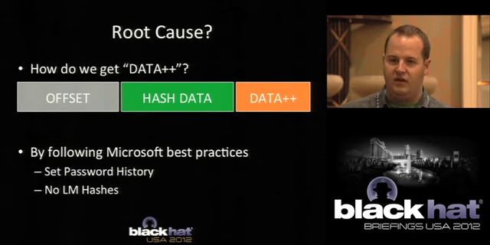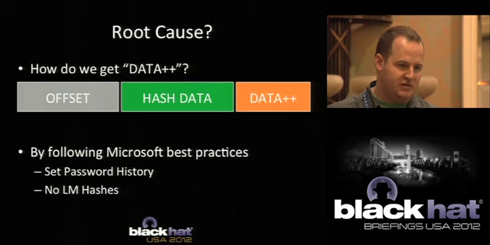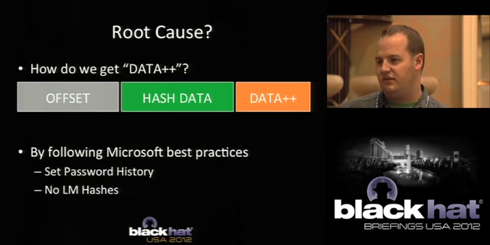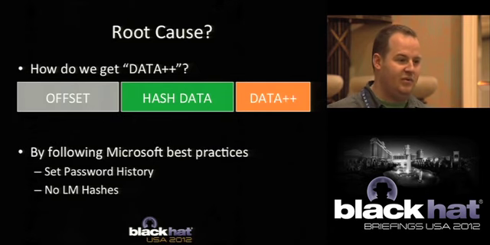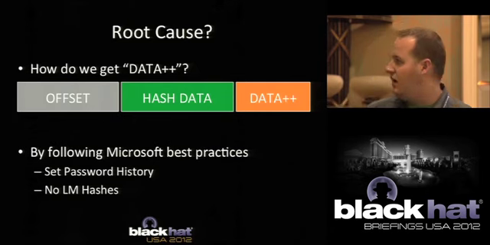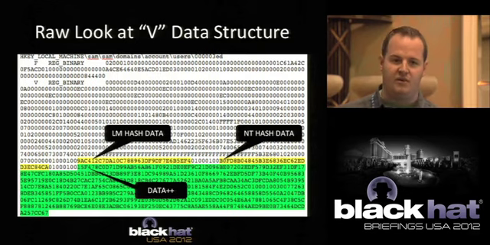So again, the data plus plus. One of the things we wanted to figure out was, what the heck is this data plus plus stuff? It turns out it's actually the password histories for that particular user. So if you enable password histories and you have no LM hashes, we'll run into this logic flaw. And the funny thing is, this is actually a Microsoft best practice. So in enterprise, you'll see this a lot, but when the guys were creating these tools, they probably weren't testing this use case.